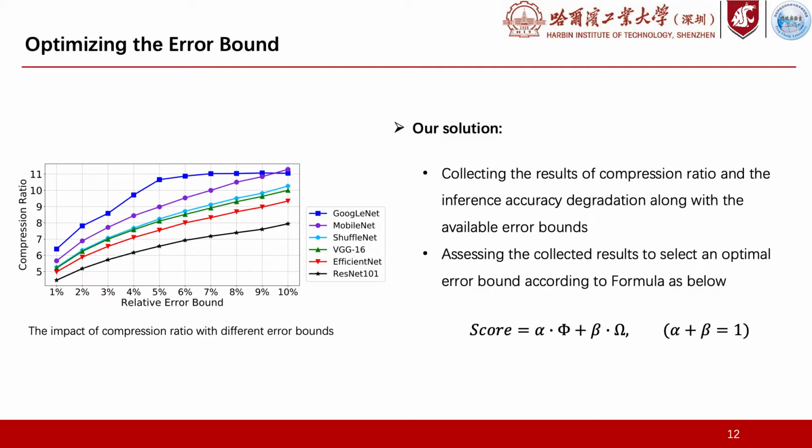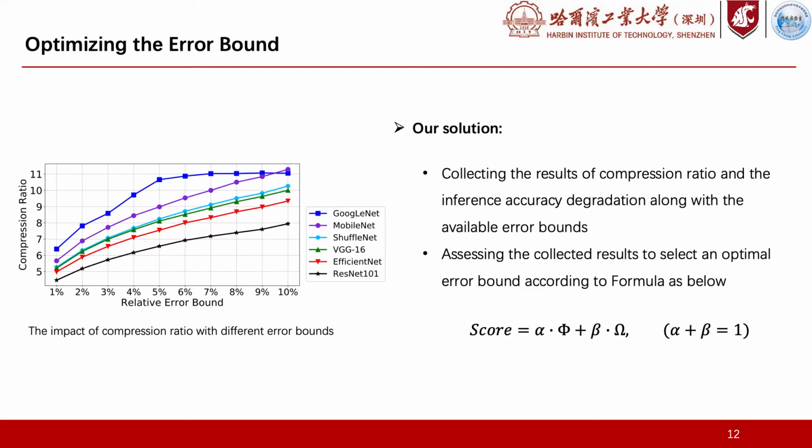Phi is the relative loss of inference accuracy. It calculates the recovered network after decompression and compares it with the original network. Omega is the compression ratio. The ratio is the size of the data sets before compression divided by the size after compression. Alpha and beta are the influencing weights defined by users. They are used to fine-tune the importance of phi and omega.